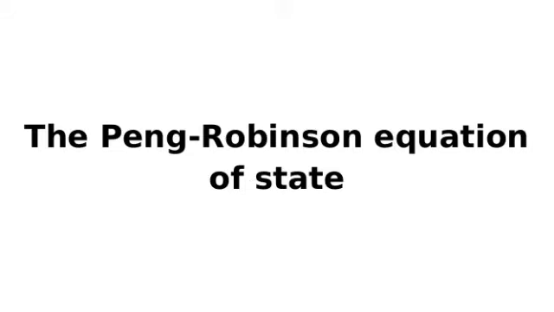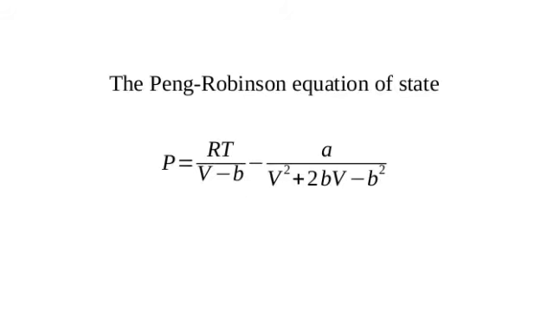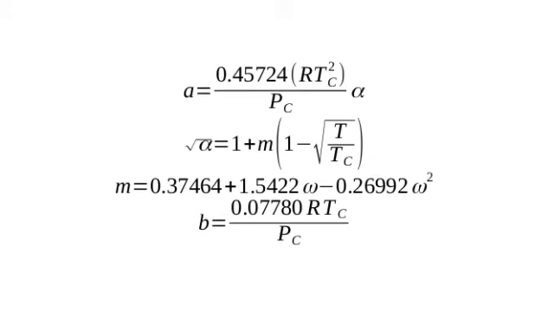The third equation that we will use in this simulation is the Peng-Robinson equation of state. This is the Peng-Robinson equation of state, and these are the constants used in the equation, A and B. It seems quite complex, but if you program it, you need only the values of critical temperature and pressure.